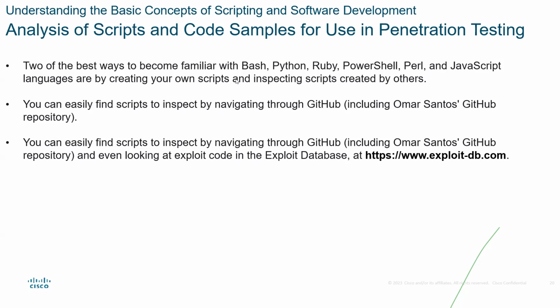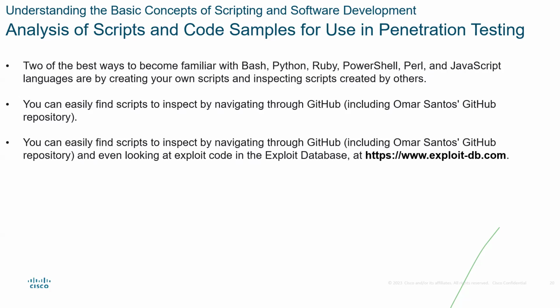So two of the best ways to become familiar with Bash, Python, Ruby, PowerShell, Perl, or JavaScript are by creating your own scripts and inspecting scripts created by others. Let me flip it: inspect scripts written by others and then attempt to create your own. This is why I said earlier, you will need to have your own lab. When we say lab, it's not like going to buy devices. You can get the system, download VirtualBox, and import it. You have to get a very good network connection. That's usually our problem because they are very heavy. They have the image of an operating system.